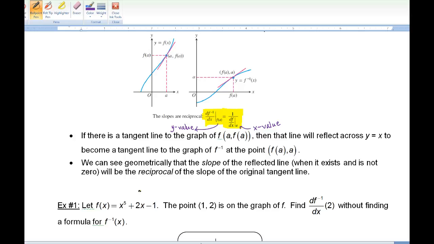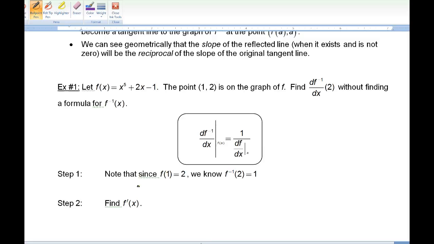All right, so let's look at an example. Here we have a function, x to the fifth plus 2x minus 1. We have a point 1, comma 2 that's on the original graph. So we want to find the derivative of the inverse at 2 without actually finding a formula for the inverse. So basically, this is a way to find the derivative of an inverse without finding the inverse.